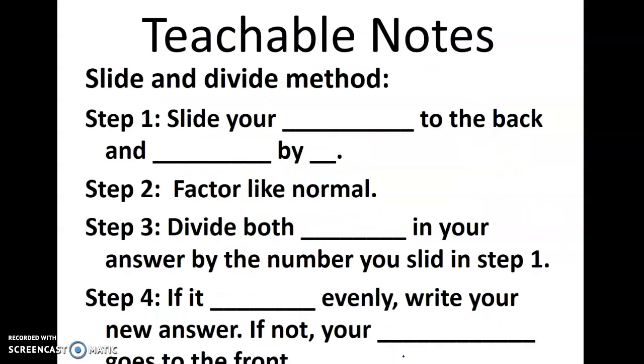So, slide and divide method. The way that we do this is you slide your first term coefficient to the back, to the end of the trinomial. So some people think it's to the front, but it's to the end of the trinomial. And then you're going to multiply by c. So you're taking the first term coefficient, sliding it to the right, to the last term, and you're going to multiply.